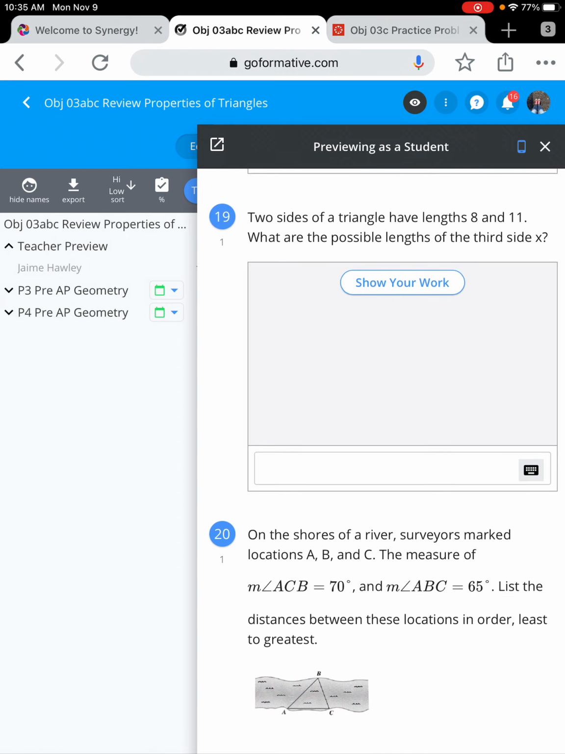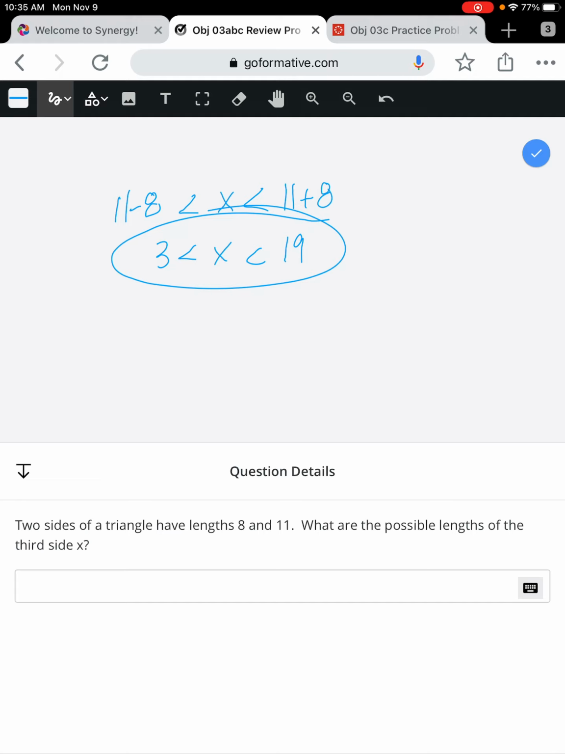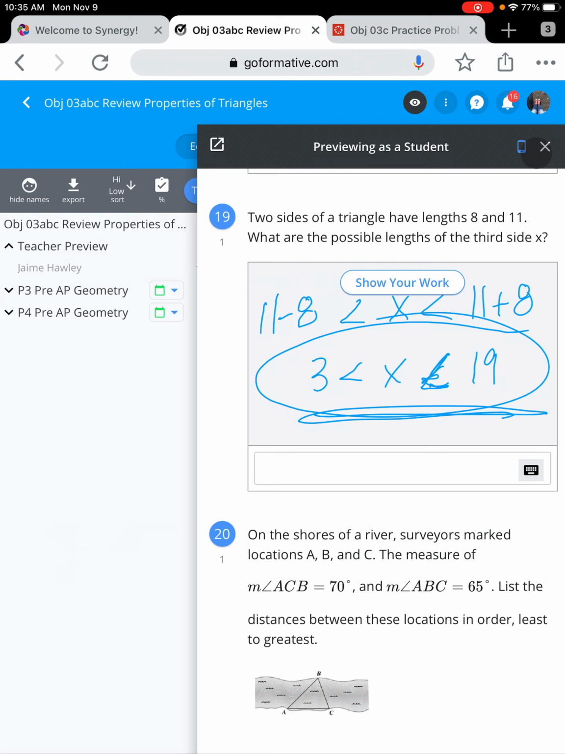Okay, two sides of a triangle have lengths 8 and 11. What are possible lengths of the third side? So you know the third side has to be greater than the difference and less than the sum. So it's going to be greater than 11 minus 8, always bigger minus smaller, and less than 11 plus 8. 11 minus 8 is 3. 11 plus 8 is 19. So x is between 3 and 19. This is your answer. Your third side has to be between 3 and 19, and please write it that way.